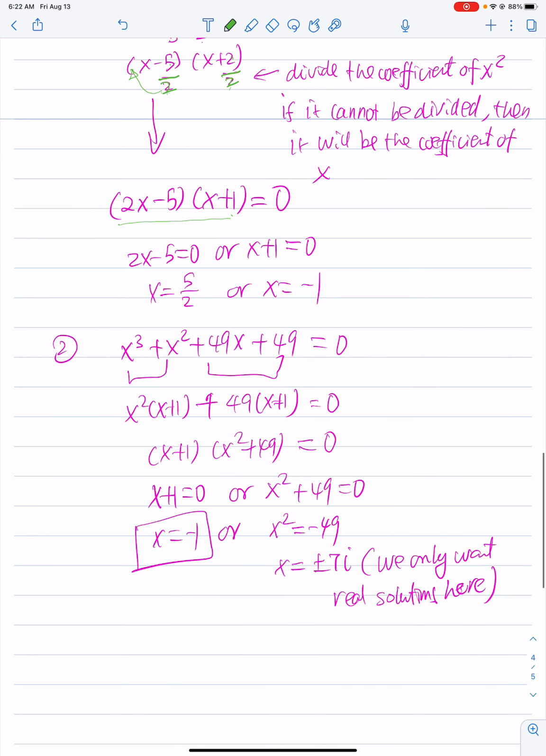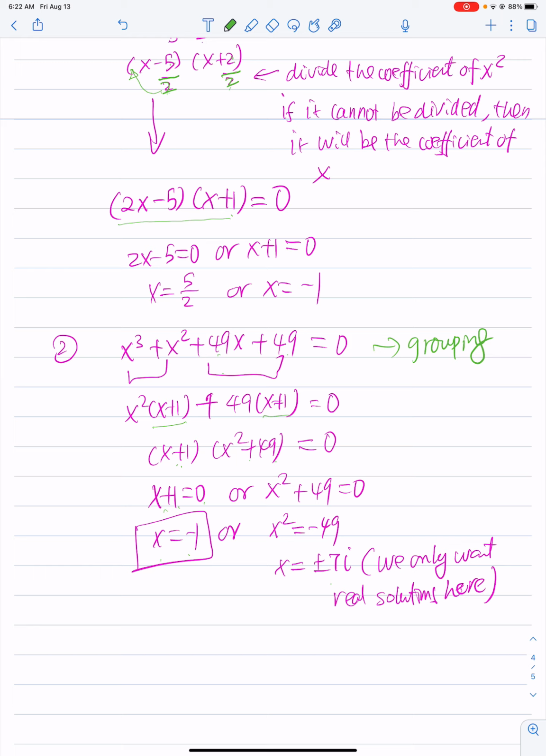So the next example is to factor four terms. You always use the grouping method. Okay, so what will you do? Combine the first two terms and the second two terms together. So x squared times x plus 1, 49 times x plus 1, because you have 49 in common. Then you take the x plus 1 in common out. So then you have x squared plus 49 times x plus 1. So x plus 1 equals 0, so x equals negative 1. And x equals plus or minus 7i.